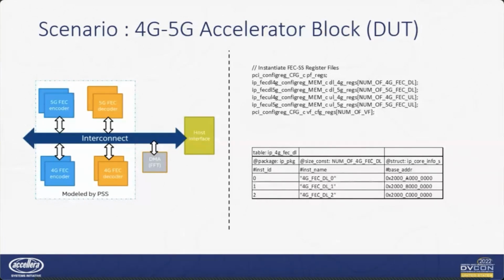Similarly, there is a 5G FEC encoder, which is used when you are transmitting 5G data, and similarly a 4G encoder and decoder, which is basically 4G uplink and downlink. And you also have a DMA block in the IP, which is used to transfer data from DDR to the IP blocks. So the data flow is pretty simple.